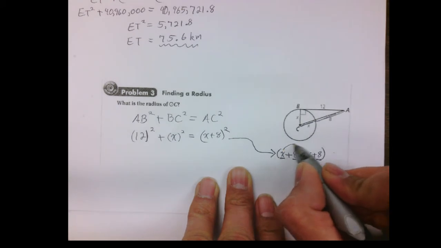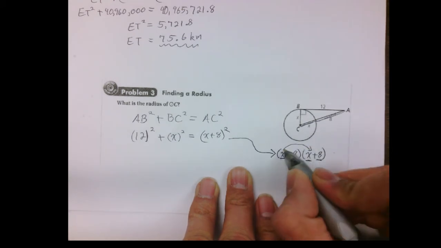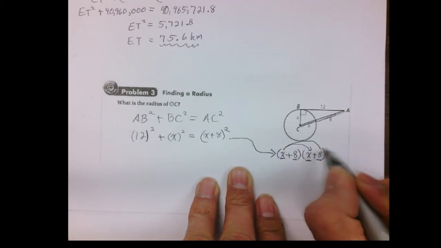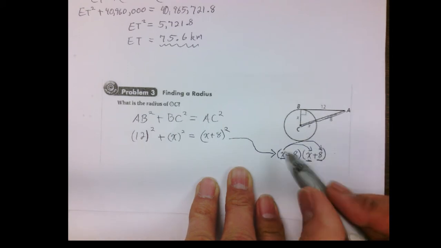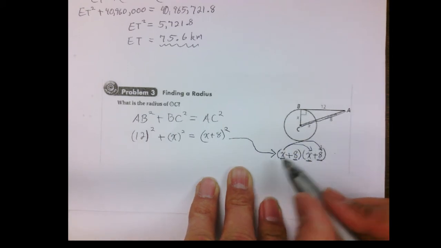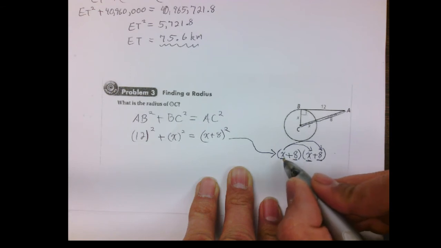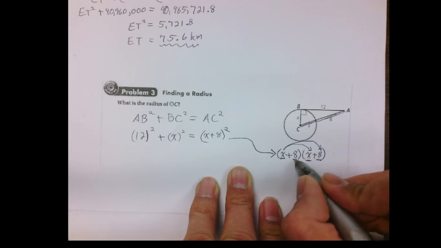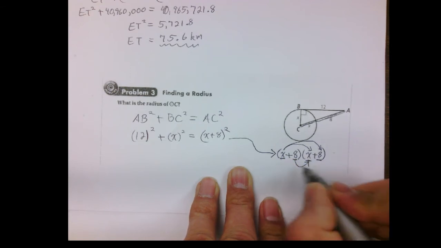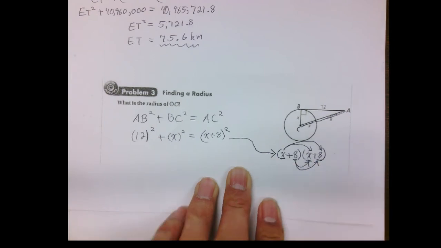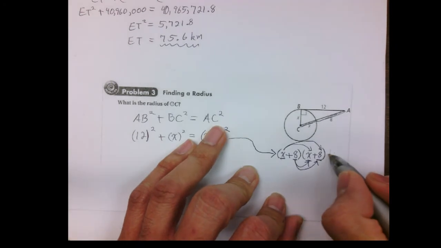So this x is going to multiply this x. And this x is going to multiply this 8. It's kind of like a distributive property. Well, but we're going to distribute twice. We'll distribute this x over here, and then this 8 will get distributed as well. This 8 multiplies that x, and this 8 multiplies that 8. So let's do all of that multiplication.